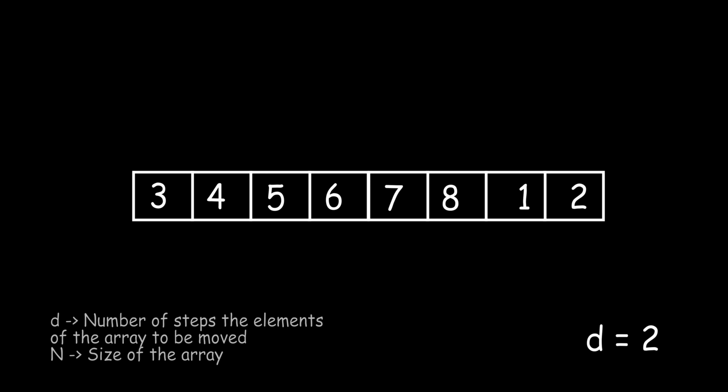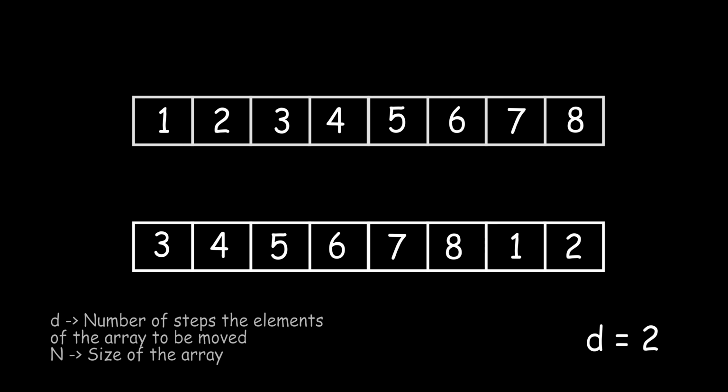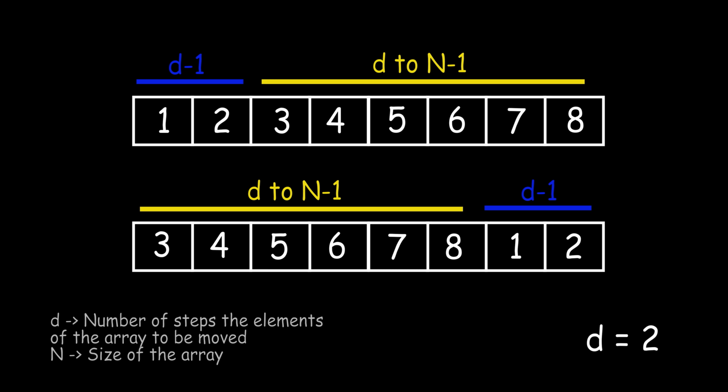What is the approach to develop this algorithm? If we look closely, we can see that the first d-1 elements of the array are just being reversed and shifted to the end of the array. And similarly, the elements from d to n-1 are being reversed and shifted to the start of the array. Now we have accomplished the behavior of our algorithm.